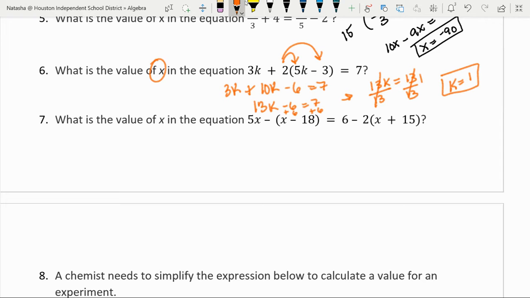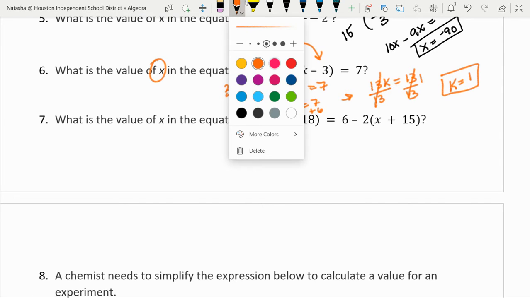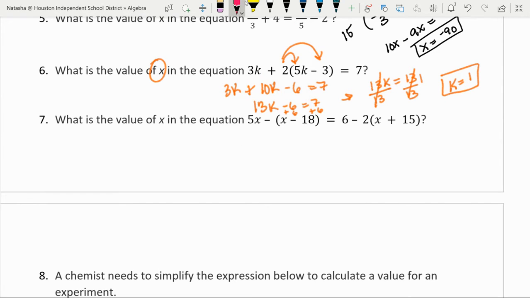Number 7, we need to distribute. Here's where you need to make sure that you're paying attention. So that negative there needs to be distributed to both terms. So this would become 5x minus x plus 18. That's then going to be equal to 6. Same situation. So 6 times 2x becomes negative 2x. 6 times positive 5 gives me, negative 2 times 15 is going to give me negative 30.